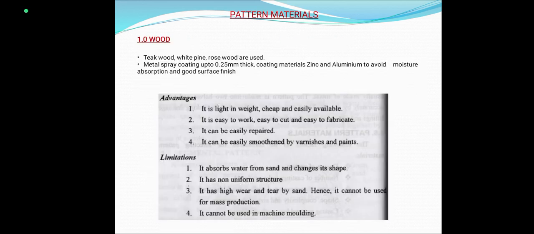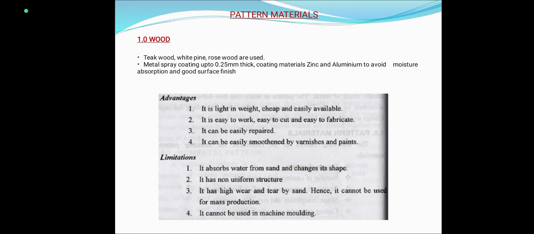What are the pattern materials used? First one, wood. Teak wood, white pine, rosewoods are highly used as the pattern materials. Metal spray coating up to 0.25 mm thickness and coating materials like zinc and aluminum avoid moisture absorption and give good surface finish. Advantages are it is light weight, cheap, easily available, easy to work, easy to cut, easy to fabricate, easily repairable, easily smoothed by varnishes and paints.